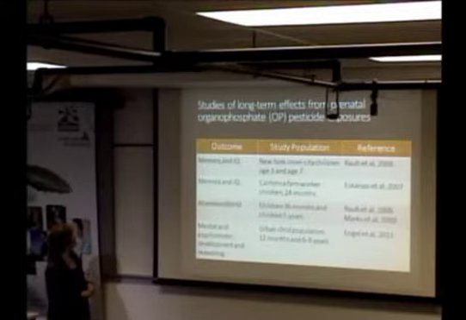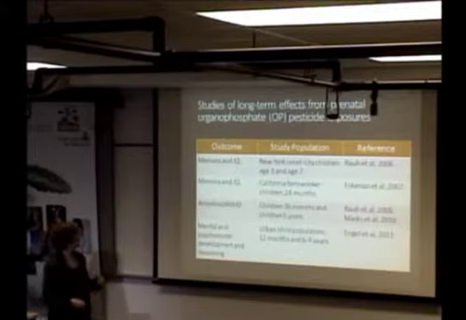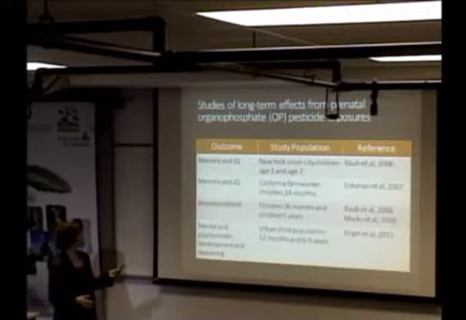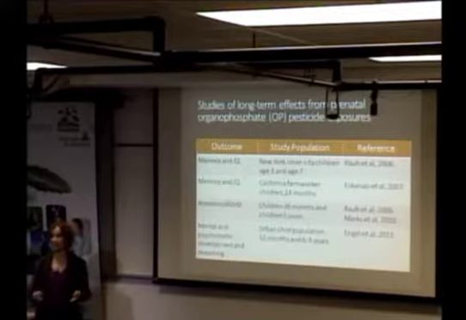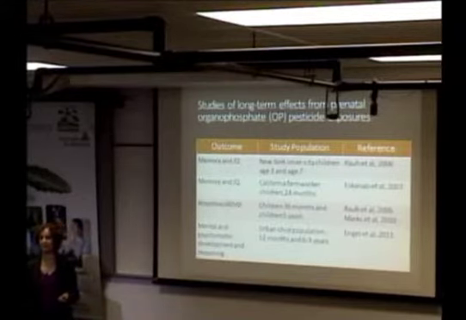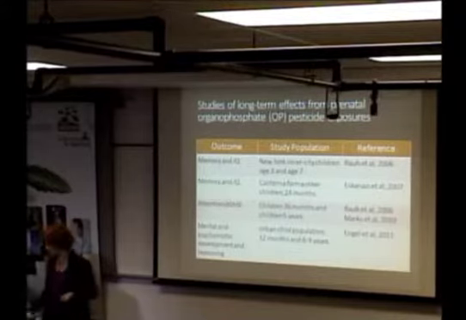So this is a summary of papers looking at organophosphate pesticide exposures and looking at things like IQ as well as some behavioral outcomes. And these are just a smattering because there are probably about 36 studies now on OP pesticides and neurodevelopment, and almost all of them, 90% of them, are showing associations with deficits.